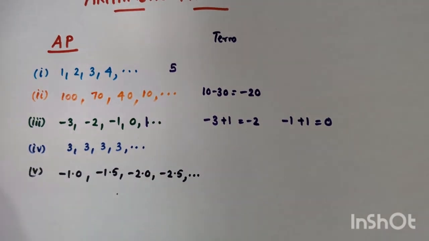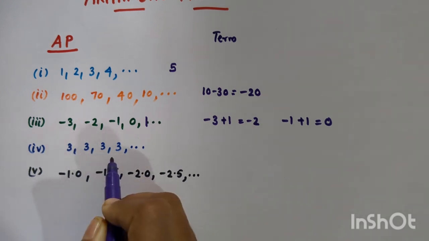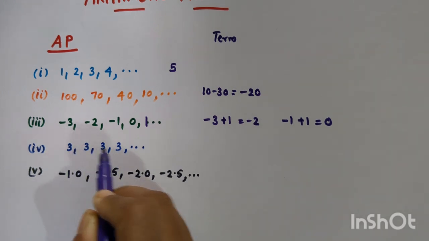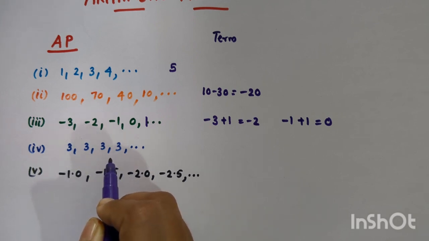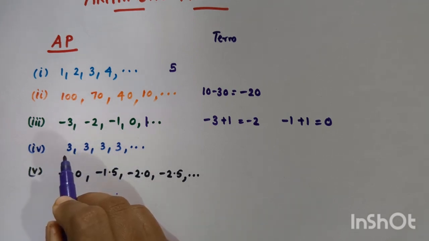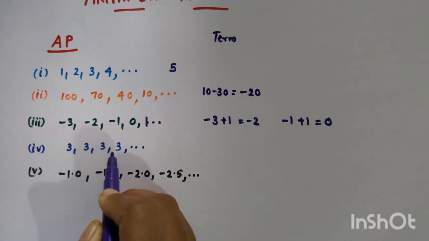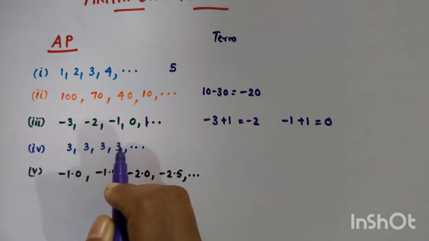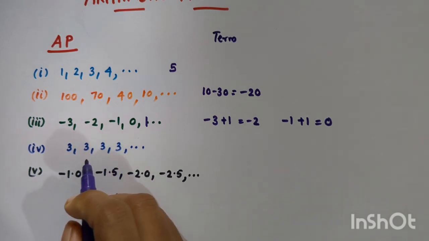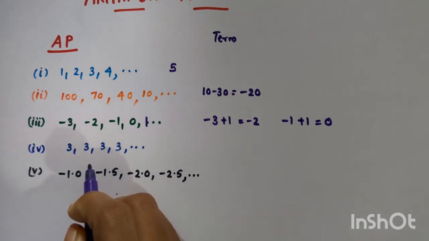Similarly, if you consider the next list of numbers, that is the fourth list, all the terms in this list are 3: 3, 3, 3, 3. So each term is obtained by adding or subtracting 0 to the term preceding it. That is 3 plus 0 is 3, or 3 minus 0 is 3. So you see, every list actually follows a particular pattern or rule.